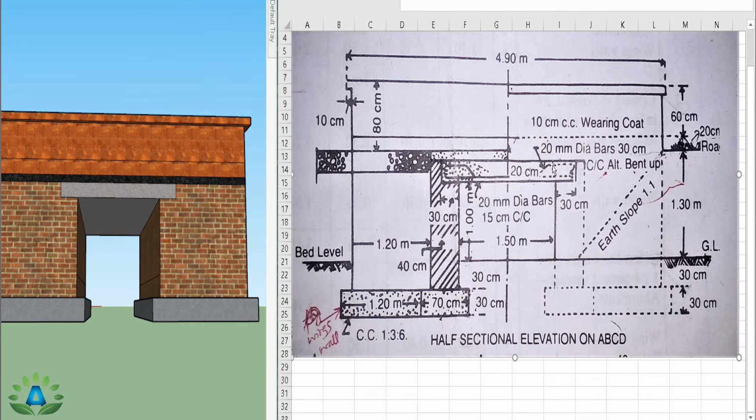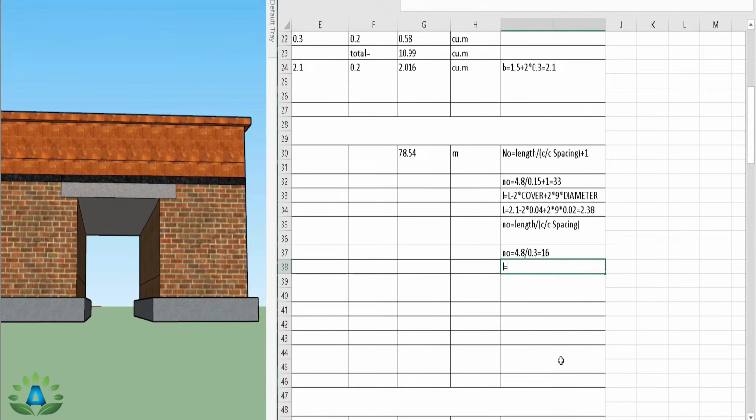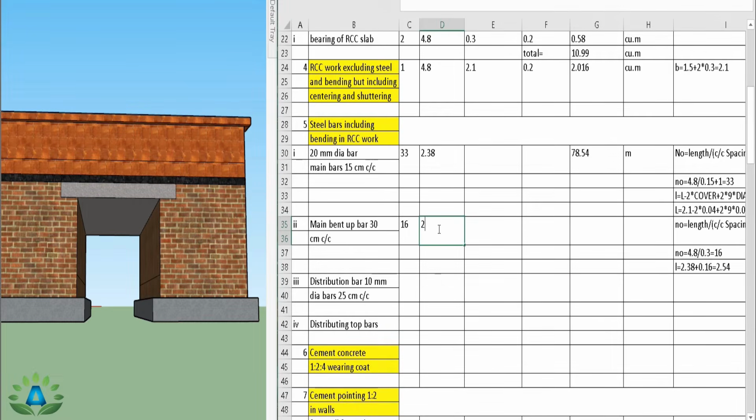And here we provide these bent up bars at the top. That means we can clearly see that the length of this bent up bar is more than the length of these straight bars, and we assume this small bent up portion is 16 centimeter. So in this straight main bar we have to add 16 centimeter to get this bent up bar length. The length equals 2.38, that is the length of the straight bar, plus 0.16, so the total length is 2.54, and our total quantity is 40.64 meter.